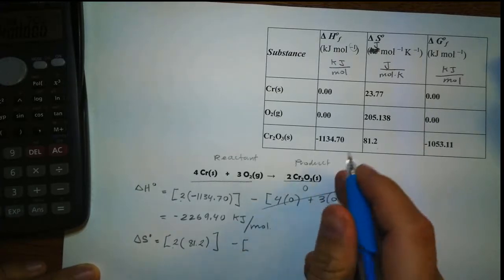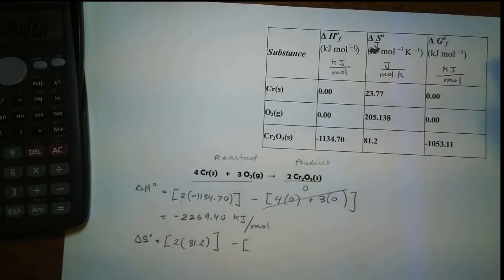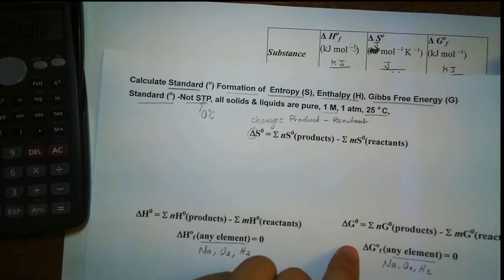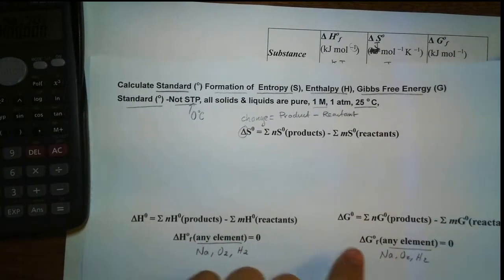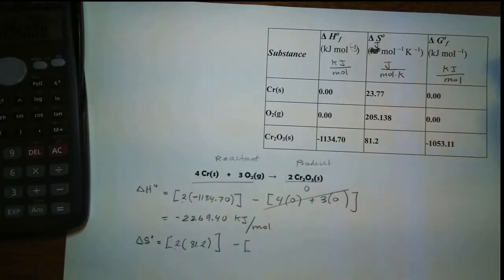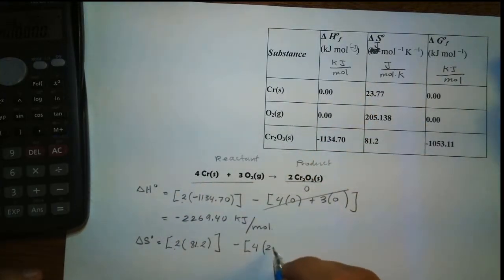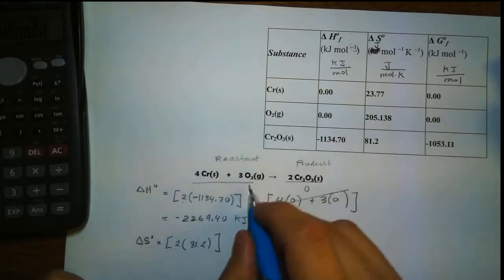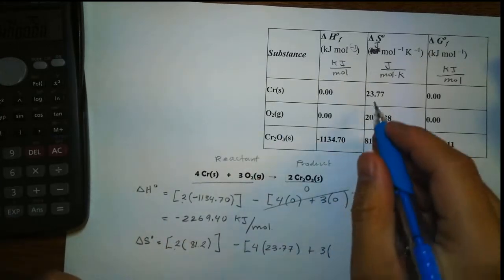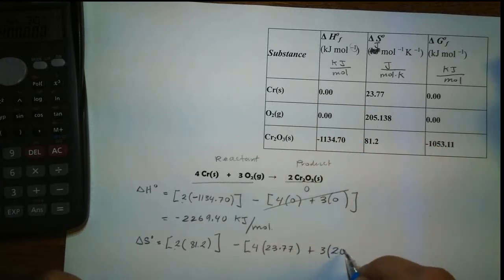minus the reactant, which in this case, remember the exception again? Only delta H and delta G have 0 for any element, but S does not. So we have to realize there is a value for it. So in this case, we have 4 times Cr. Cr is 23.77. And notice how it's the sum of the reactants, so we need to add them together, which in this case we have 3 oxygen. Since the value for oxygen is 205.138. There you go. Isn't that easy?